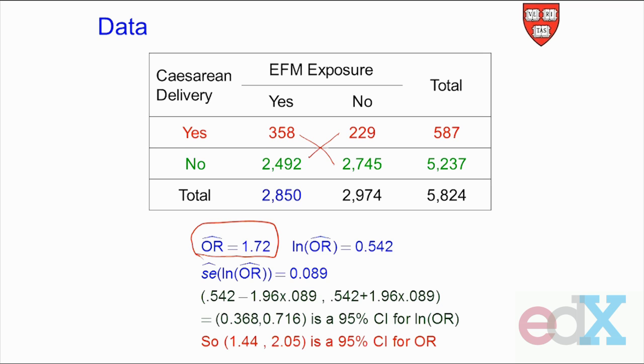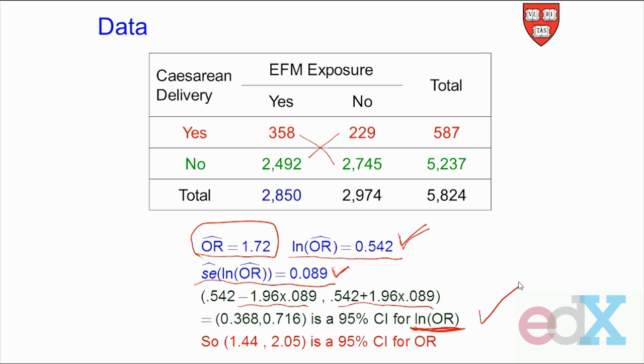Can I get a confidence interval around this? Yes, if I go to the log domain. So the log of the odds ratio is 0.542. The standard error is 0.089. So this minus 1.96 times that, and this plus 1.96 times that will give me a 95% confidence interval for the log of the odds ratio. So there it is. A 95% confidence interval for the log of the odds ratio is 0.368 to 0.716.